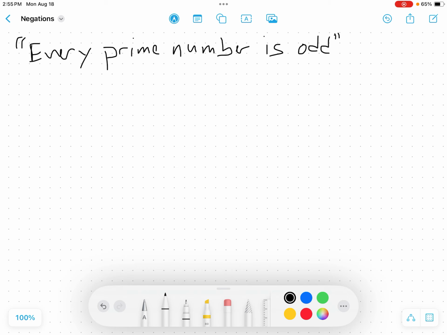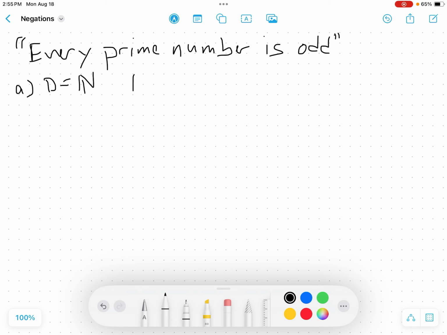So first, I'm going to translate this into logical notation. We've got this "every" here. We're talking about numbers. Maybe I'm going to say D, my domain, is, and really when we're talking about prime numbers, we're talking about integers or maybe even natural numbers, whole numbers. So I'm going to say that my domain is the natural numbers.